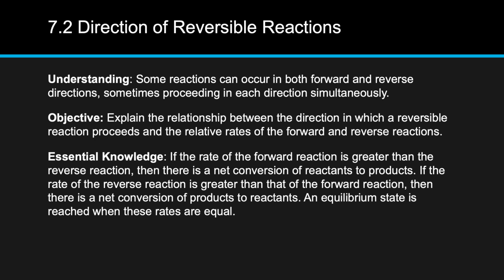At the end of this lesson, you should know that if the rate of the forward reaction is greater than the reverse reaction, then there is a net conversion of reactants to products. If the rate of the reverse reaction is greater than that of the forward reaction, then there is a net conversion of products to reactants. An equilibrium state is reached when these rates are equal.